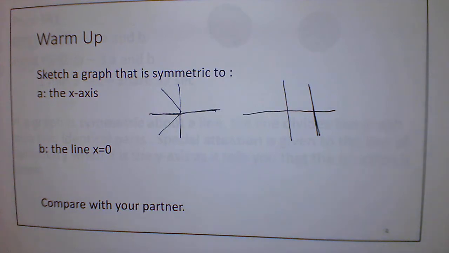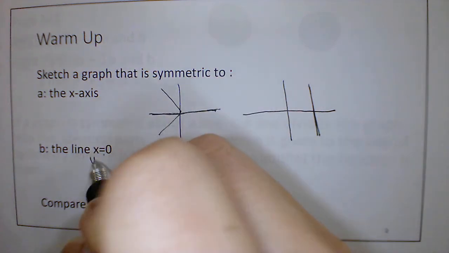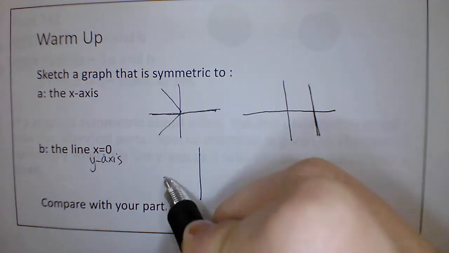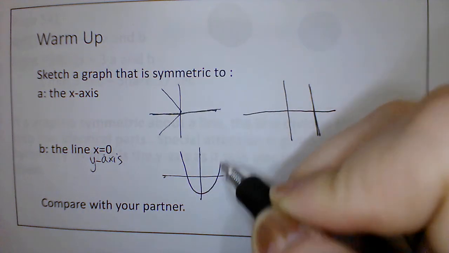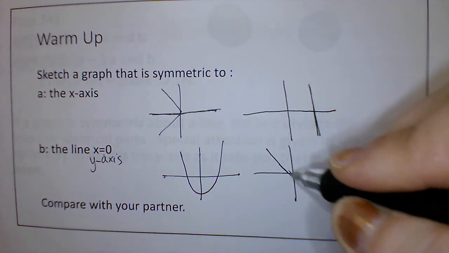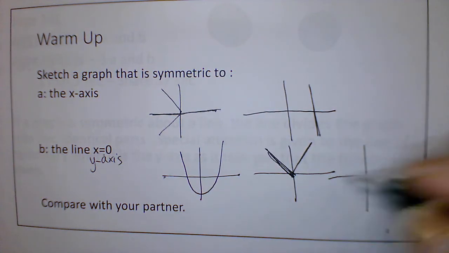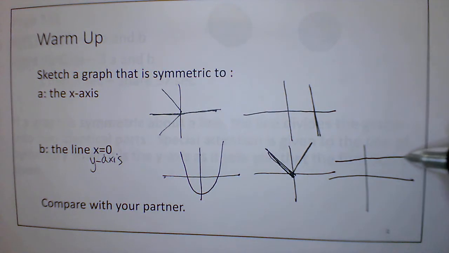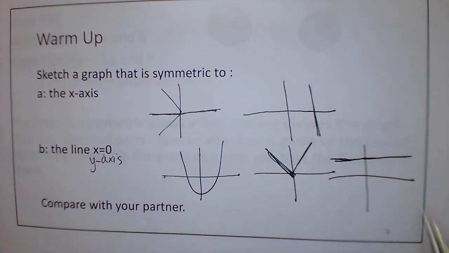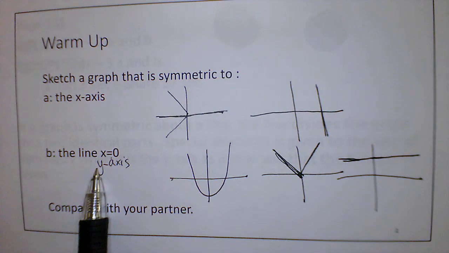Okay. And then symmetric to the line x equals 0. Well, that line x equals 0 has a special name. It's the y-axis. So an example of that is our good old parabola. You could also do the absolute value function, which is a little v. It's also any line that is a constant, so straight across. Again, if we folded that on the y-axis, they would line up with each other. Okay. If you're not sure about yours, please have someone around you check and see if they agree that the first one is symmetric to the x and the second one is symmetric to the y.